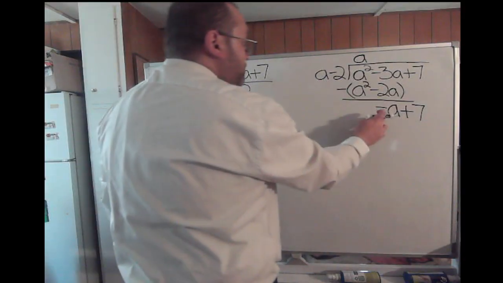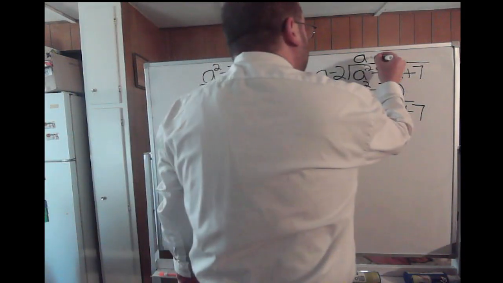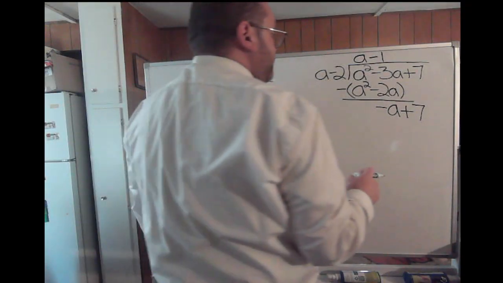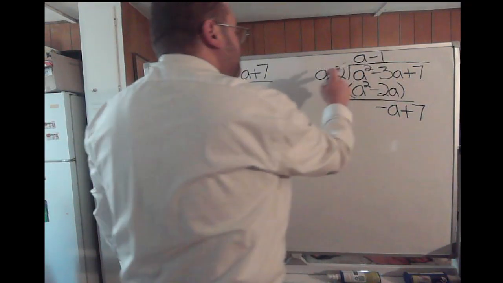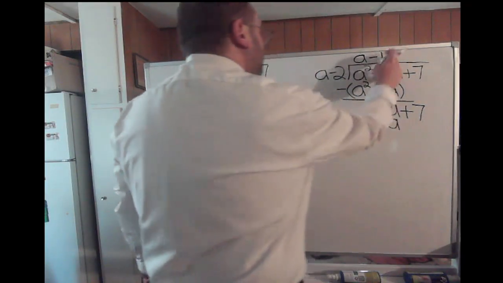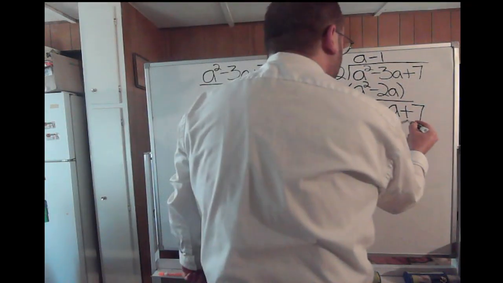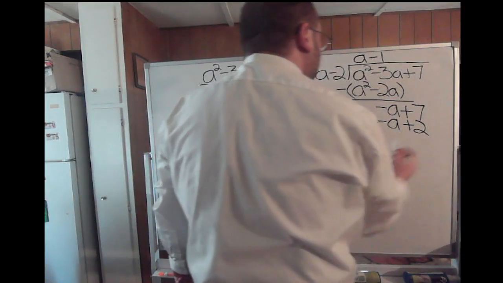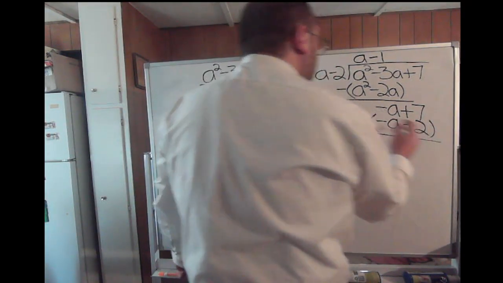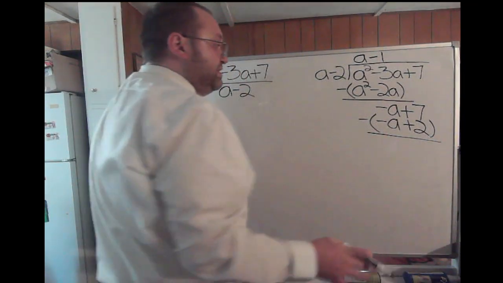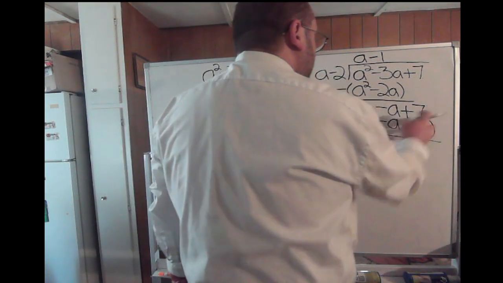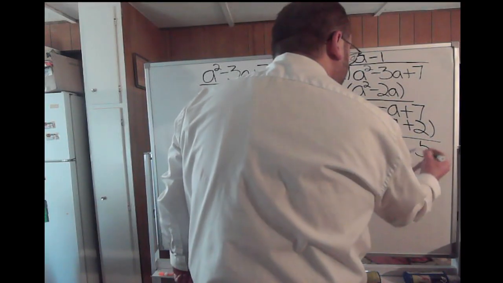Now a times what equals negative a? Well, that'd be negative 1. So far you have a minus 1 in your quotient. Now take that negative 1, multiply it by a, you would get negative a. Negative 1 times negative 2, well, that's going to be positive 2. So now you subtract the whole quantity from what you have in your dividend. Negative a minus negative a is positive a, so negative a plus positive a is 0. Then we have 7 minus 2, that'd be 5.